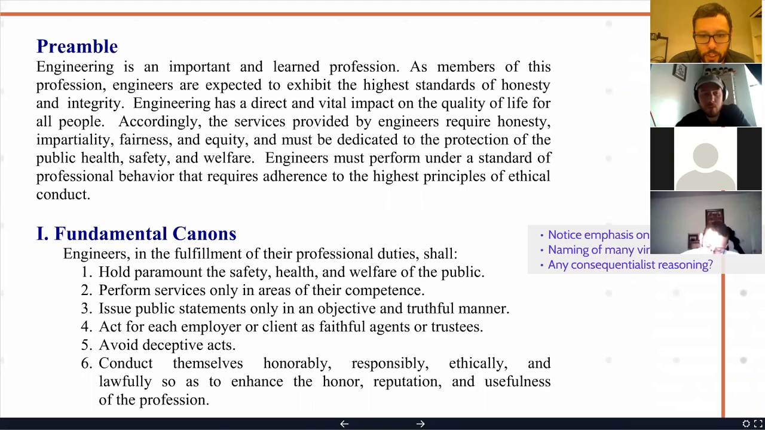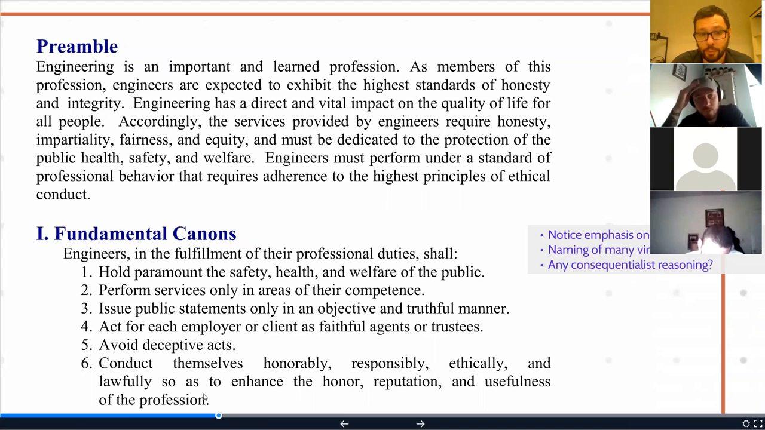ways. So there's two places where I see consequentialist reasoning. You might find more, but one here is in the sixth canon. So that engineers should conduct themselves honorably, responsibly, and ethically, and lawfully, so as to enhance the honor, reputation, and usefulness of the profession. Right? So this "so as" means that there's a reason, and the reason is to ensure these consequences for the profession.